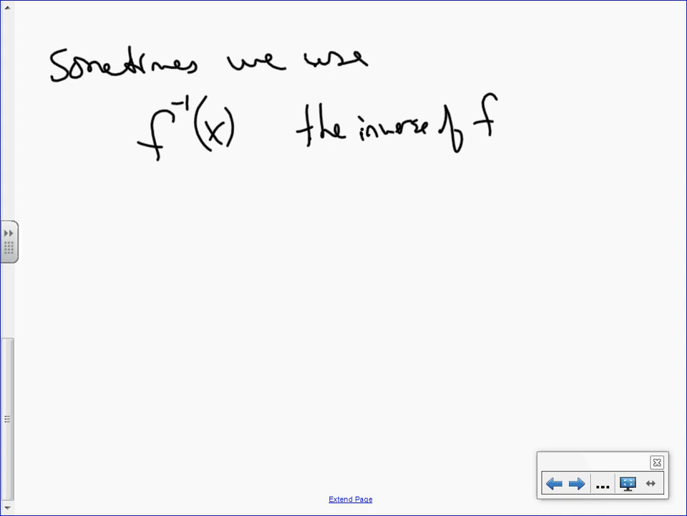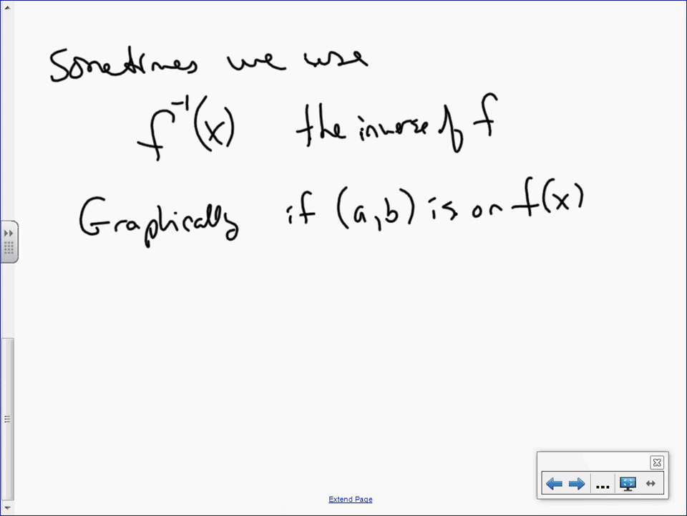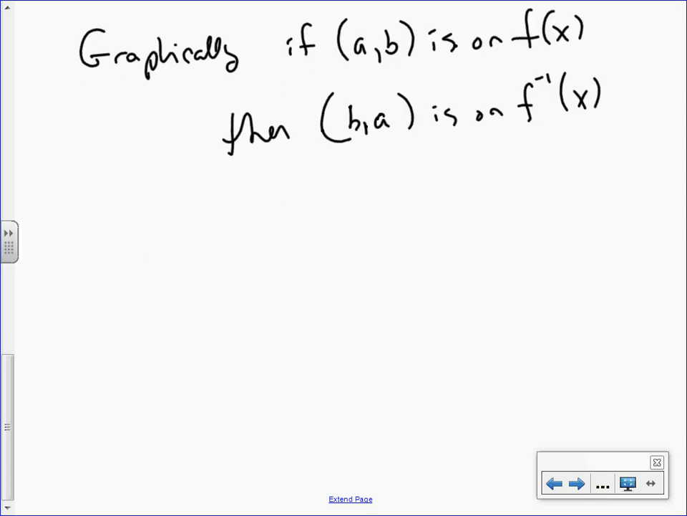Okay, graphically. If (a, b) is on f of x, then (b, a) is on f inverse. Your very first introduction to inverse functions probably was just in switching the coordinates of the points. That's probably the very first thing that you did.